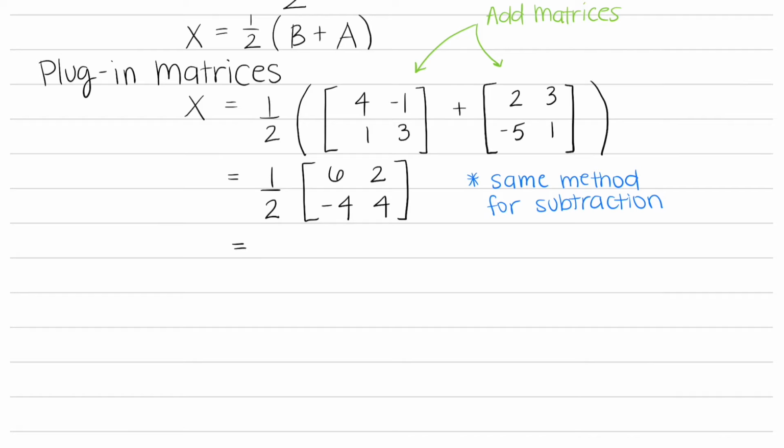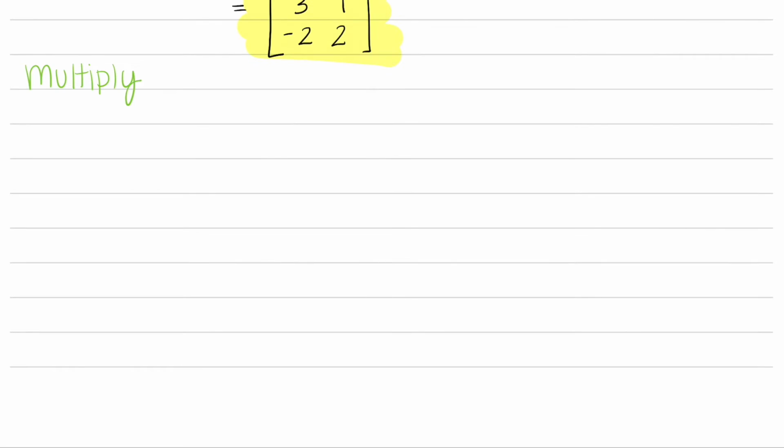So to multiply by that 1/2 we have in front, you would just multiply each term in the matrix by that 1/2. So 6 times 1/2 is 3, 2 times 1/2 is 1, negative 4 times 1/2 is negative 2, and 4 times 1/2 is 2. And that's your answer. Now let's try multiplying matrices.